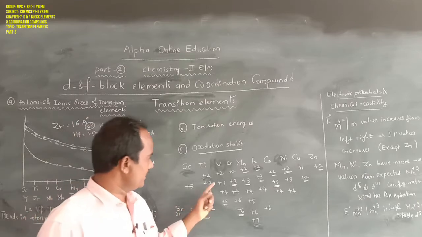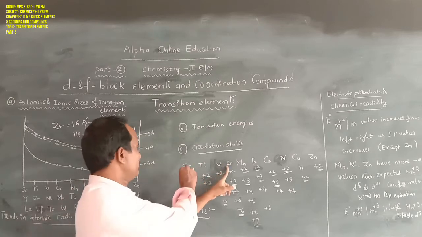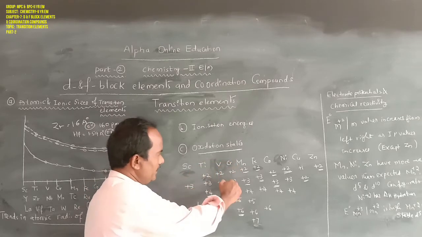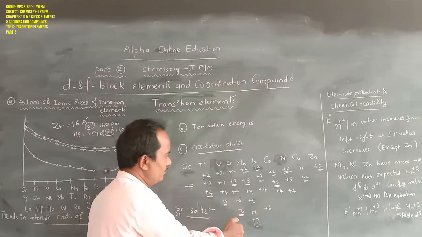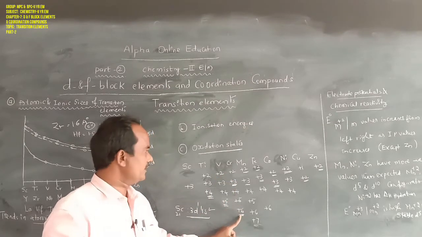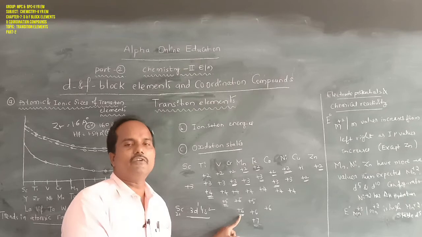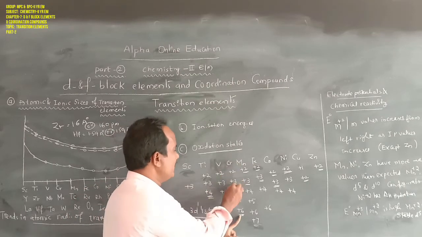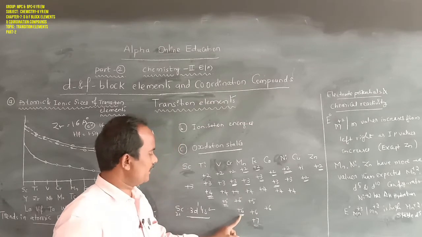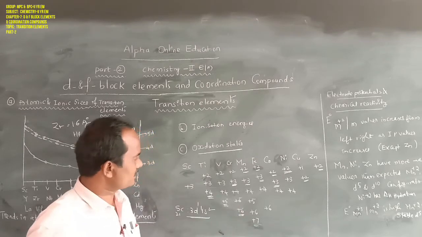When you take the 4d and 5d series, in the sixth group there are chromium, molybdenum, and tungsten. For chromium, the +6 oxidation state is unstable. Molybdenum and tungsten +6 oxidation states are very stable. Chromium exhibits +3 as stable, while +6 is somewhat unstable. Molybdenum and tungsten have stable +6 oxidation states.